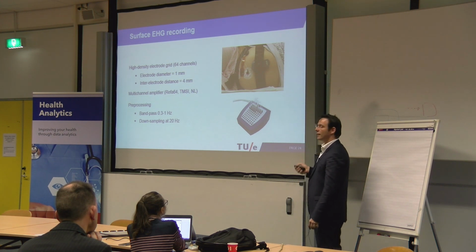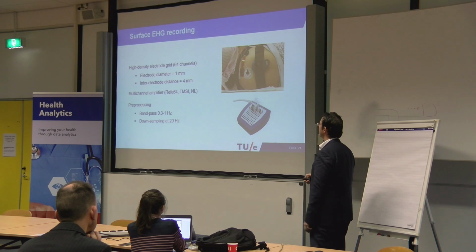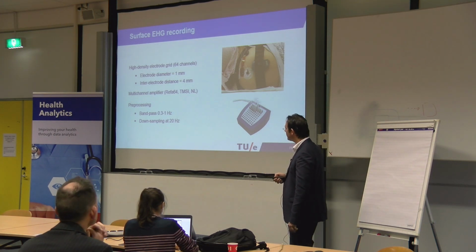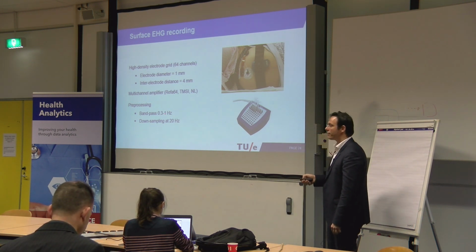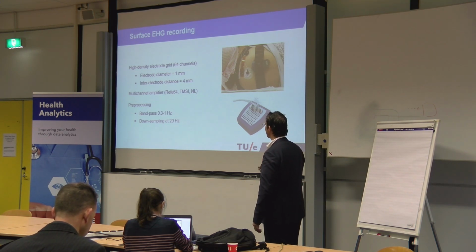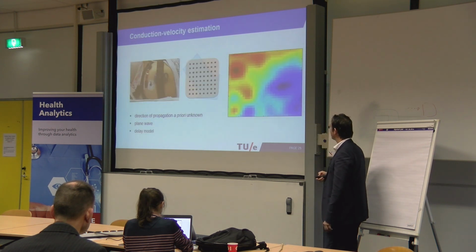This is an electrode that contains 64 channels, so it's high density. As you can see, there are only 4 millimeters distance between electrodes that have a diameter of 1 millimeter. We band-pass at very low frequency, just above respiration to avoid this type of artifact, and below 1 hertz. And of course, we could downsample because we are at very low frequency.